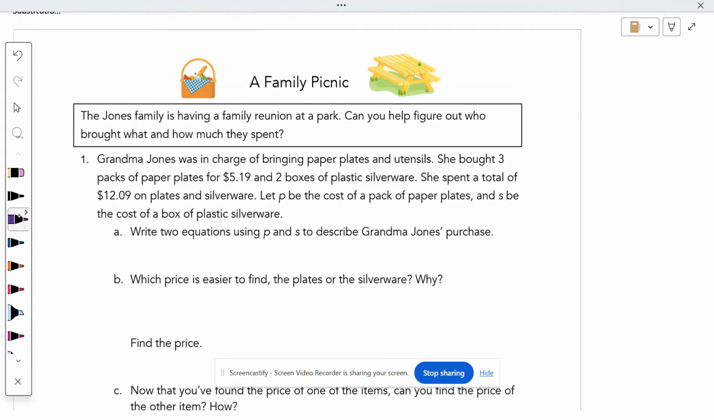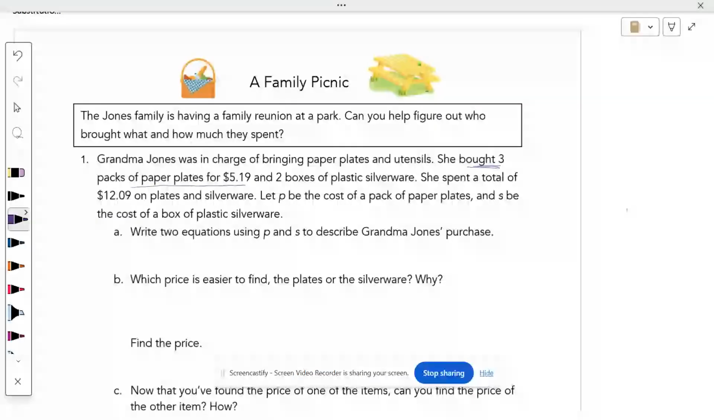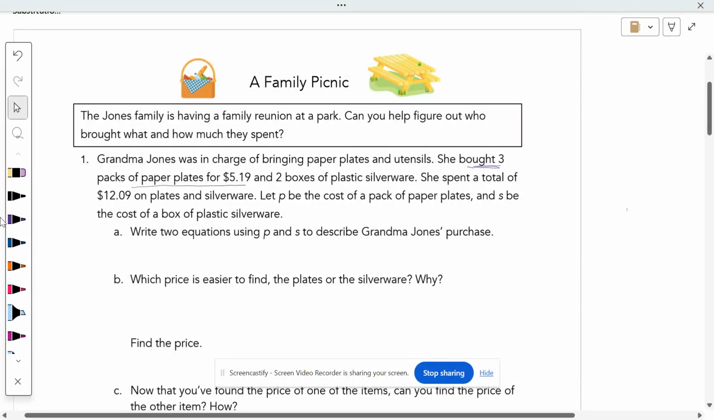So Grandma Jones was in charge of bringing paper plates and utensils. She bought 3 packages of paper plates for $5.19 and 2 boxes of plastic silverware. She spent a total of $12.09 on plates and silverware. If P represents the cost of a pack of paper plates and S the cost for a box of plastic silverware, we need to write 2 equations using P and S to describe her purchases.